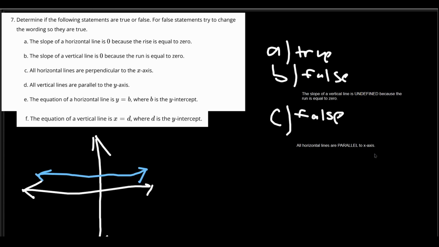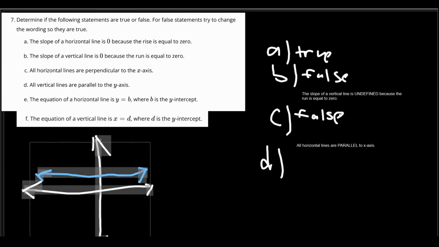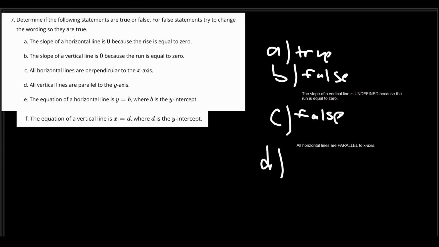Okay, nice. So now we can move on to D. Also, get rid of this graph. Okay, so D. It says all vertical lines are parallel to the y-axis, and that is true. Actually, I'll bring back the graph before, because I was actually helpful.